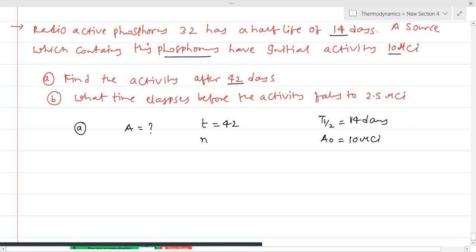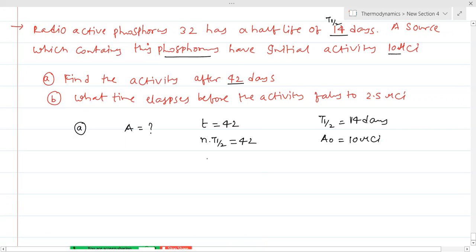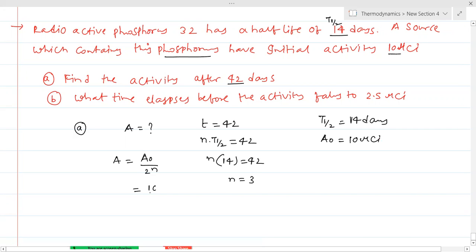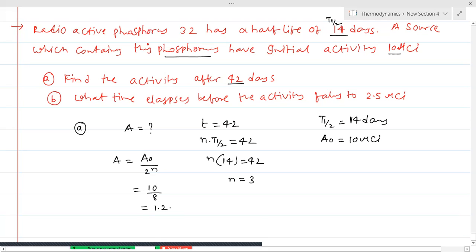So we know the time is equal to n into t half. This is a formula, and that is equal to 42. Already the half-life is given as 14 days. So n into 14 equals 42, which means 3 half-lives are completed. We have the formula for activity: A equals A naught by 2 power n. A naught is 10, so 10 by 8, that is equivalent to 1.25 microcurie.